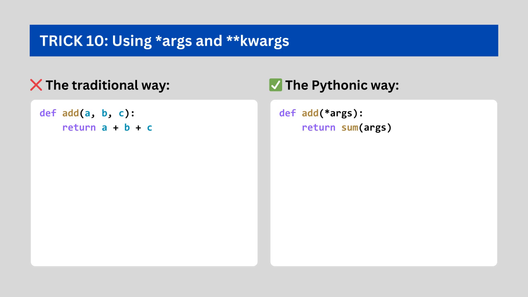Trick 10. Using args and kwargs arguments. Traditional function definitions require you to specify the exact number of parameters in advance. But what if you want your function to handle a dynamic number of arguments? Python's args and kwargs let you create highly flexible, reusable, and scalable functions that adapt to any situation.